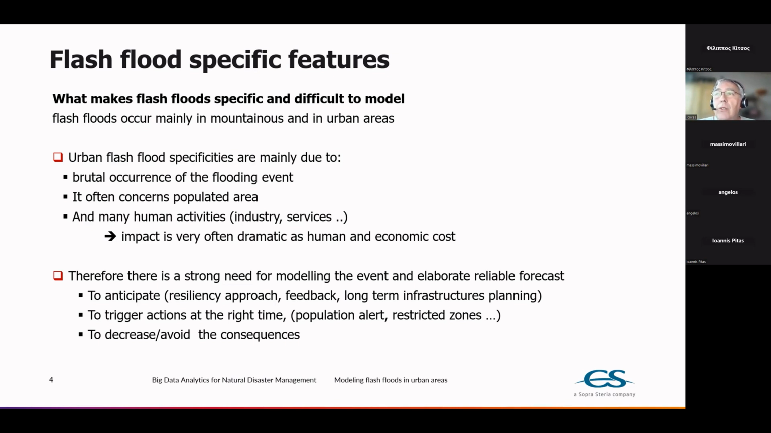Therefore, there is a strong need for modeling this event because it addresses many people, sometimes with human life loss, at least large economic cost. And so there is a strong requirement to be able to model this event and to elaborate some forecast that you can rely on. This is very important.